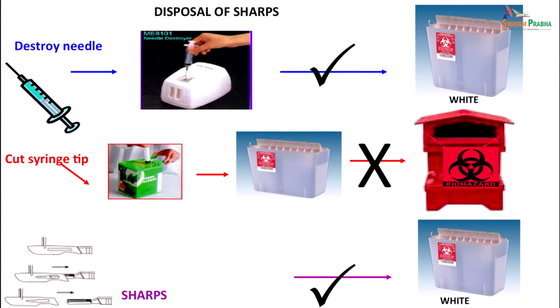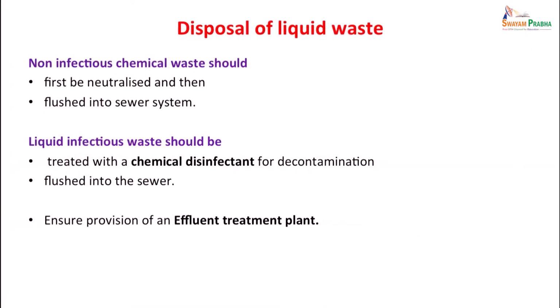So, the sharps have to be put in the destroyed needle and be put in the white container, but you should not try to cut the syringe tip because that will lead to injuries. They can be straight away disposed of in the white container. Similarly, for sharps, they have to be straight away put in the white container.